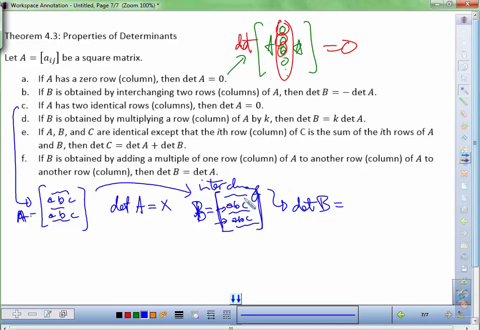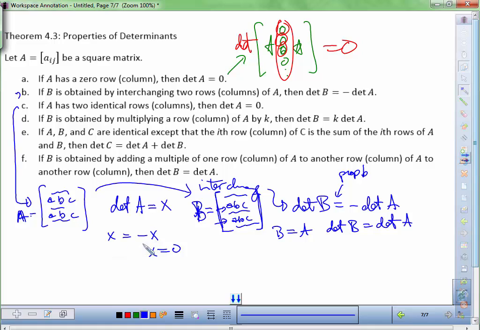So the determinant of A is, according to property B, and when I say B, I mean this B, the determinant of B is equal to negative the determinant of A. But we also note that B is equal to A, so the determinant of B should equal the determinant of A. So it's like X, negative X is equal to positive X. The only way this will be true is if X is equal to 0.